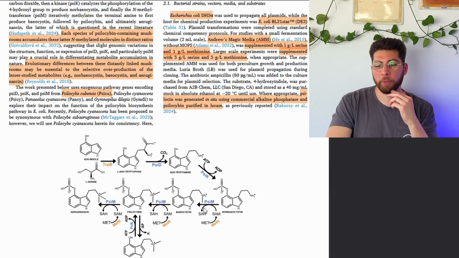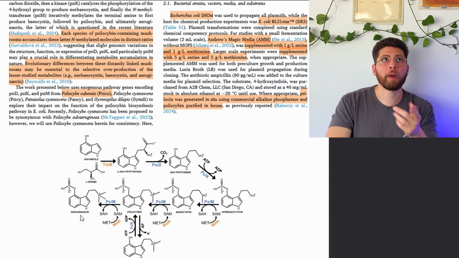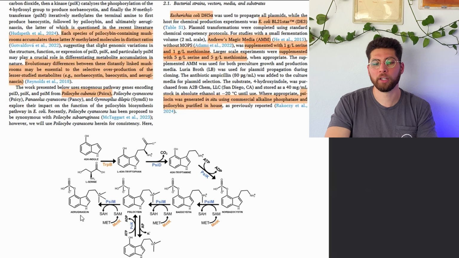So we have norbaeocystin, which is a precursor, potentially an active molecule. Nobody really knows yet, so this is exciting. One methylation step creates baeocystin, which again, potentially is an active molecule. And then adding another methyl group here makes psilocybin. One more methyl group makes ureginosin. And this pathway is really similar for DMT as well. So dimethyltryptamine, there's two methyl groups just like psilocybin. But again, potentially there's activity of these upstream and downstream compounds.